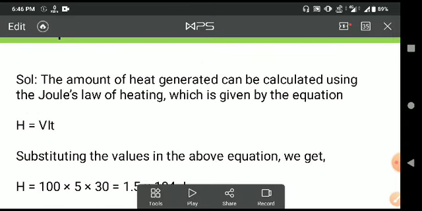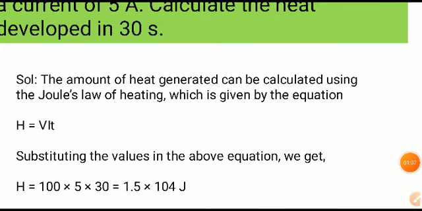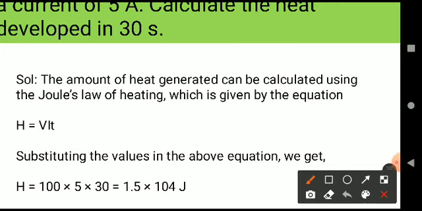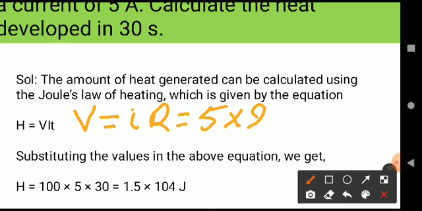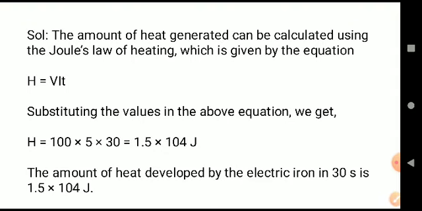Where H is the heat developed, V is the potential difference, I is the current, and T is the time. Now, from Ohm's law, we know that potential difference V is equal to IR. Here I is 5 ampere and R, that is resistance, is 20 ohm. So the product is 100. So the potential difference is 100 volt. Now we will substitute the values of V, I and T to obtain the value of heat.